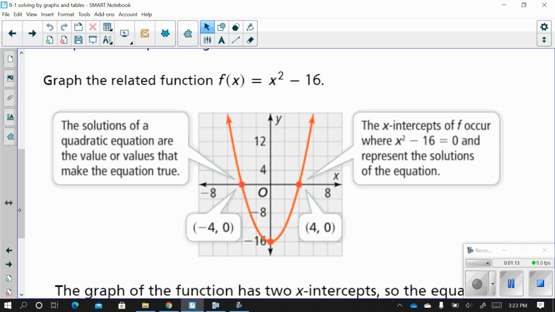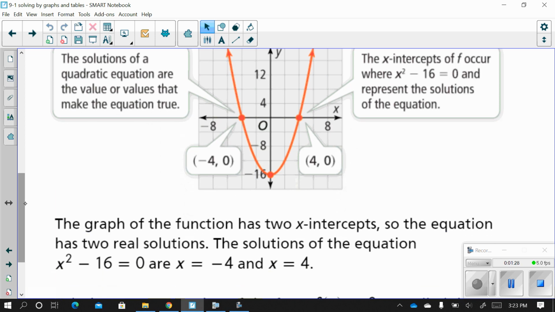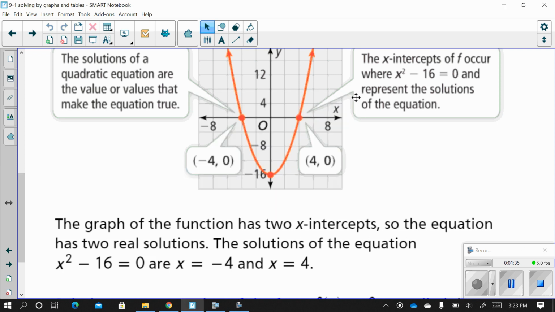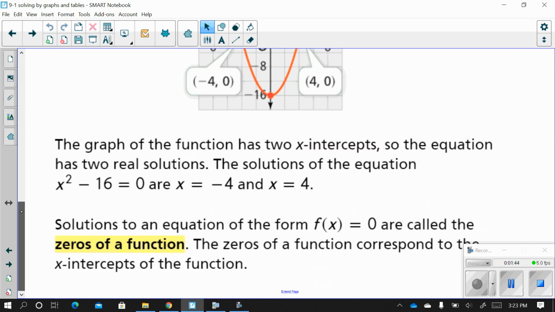Okay, what we're interested in are where we cross the x-axis. The solutions of a quadratic equation are the value or values that make the equation true. So the x-intercepts of this equation represent our solutions, because if you notice, y equals 0. Okay, so we get -4 and +4. So the graph of the function has two x-intercepts, therefore our equation has two real solutions: x equals -4 and x equals +4.